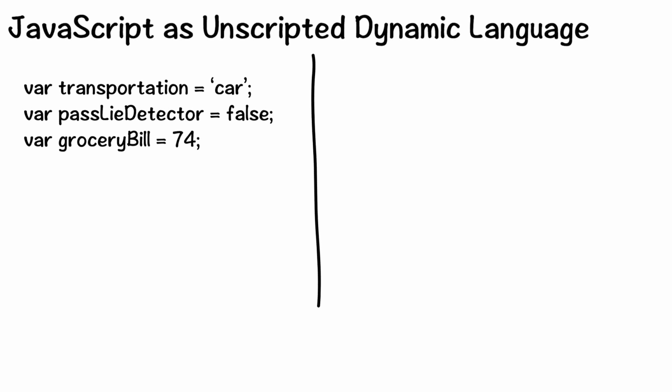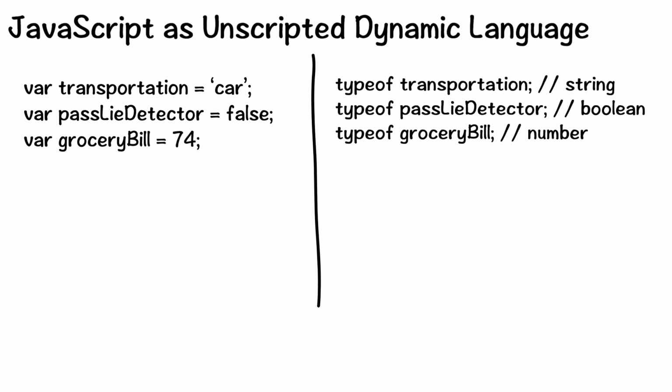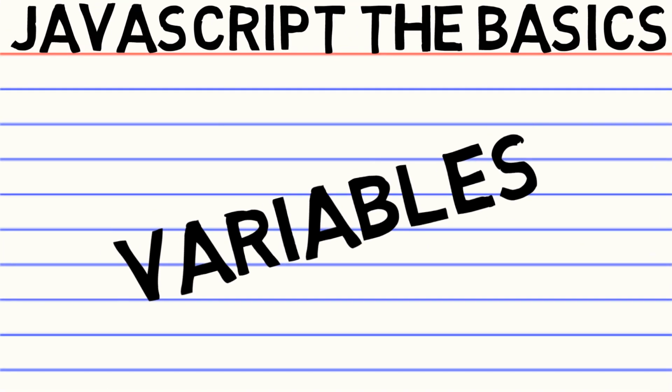If we do a typeof operator on all of our variables, JavaScript will tell us that transportation is a string, passLieDetector is a boolean, and groceryBill is a number type. There you have it. Thanks for looking at variables with me, and let's head into the lab to put what we have learned into practice.